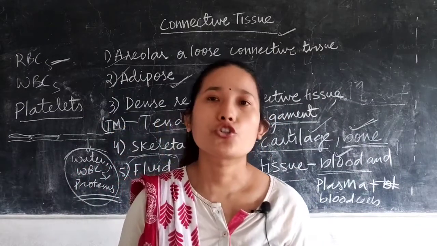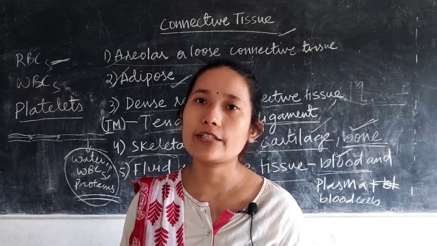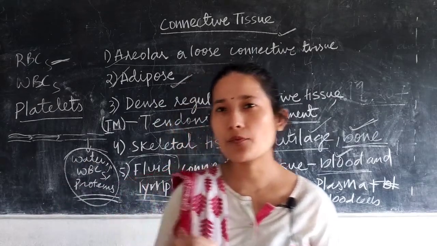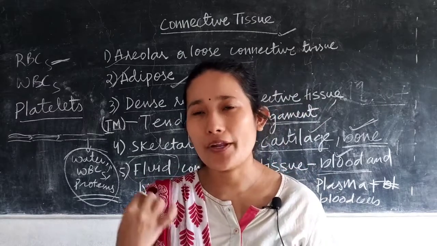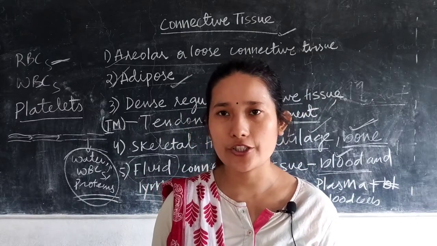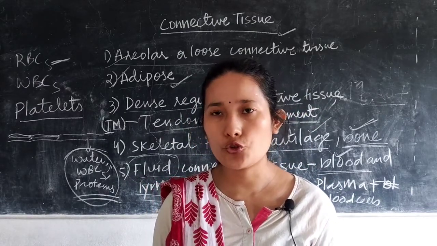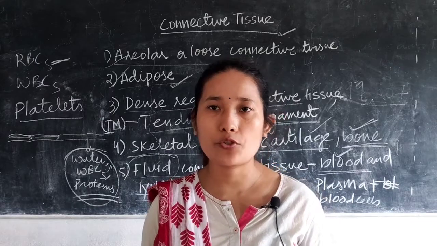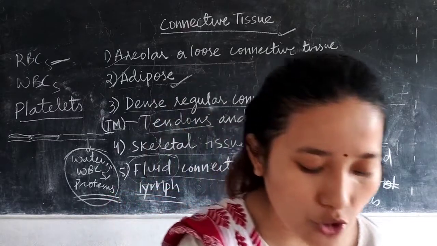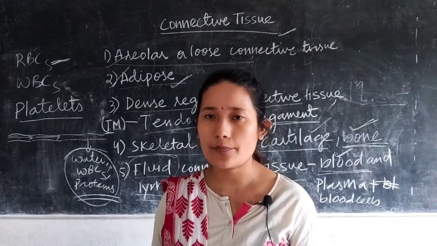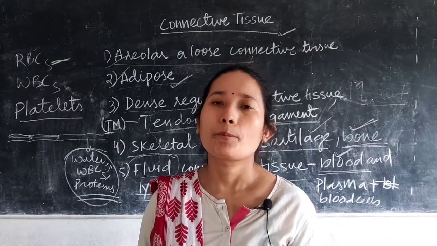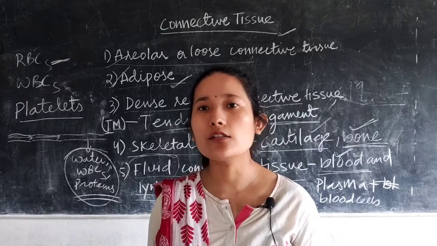Is that clear? So that's all about connective tissues. You just have to go in brief about it: where it is present and what its function is. That's all you have to go through whenever you are going through the different types. So next class we will be discussing the other two types of animal tissue, that is your muscular tissue and the nervous tissue.